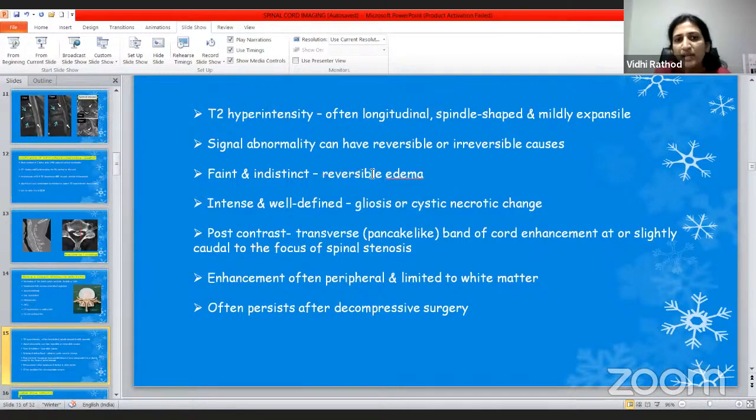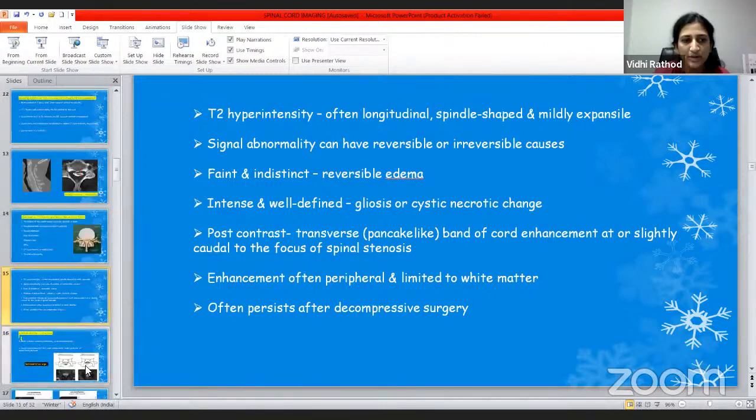A signal abnormality can have reversible or irreversible causes. If it is a faint and indistinct T2 hyperintense signal, it is due to reversible edema. Whereas if the signal is intense and well-defined, it is most likely due to gliosis or cystic necrotic changes. On post-contrast images, we might see a pancake-like band of cord enhancement. And the enhancement is often peripheral and limited to the white matter, which often persists even after decompressive surgeries.